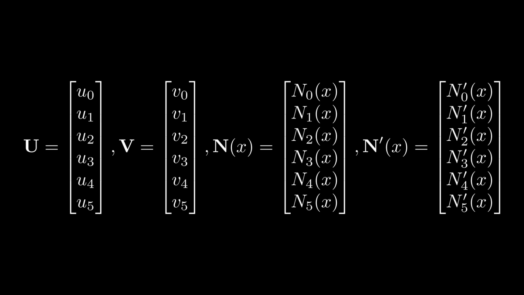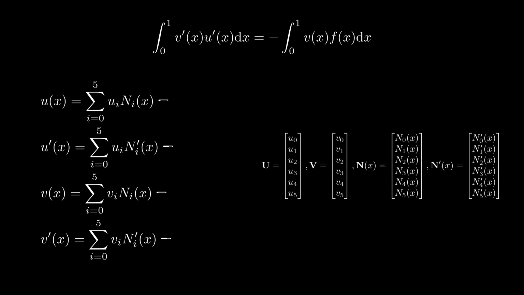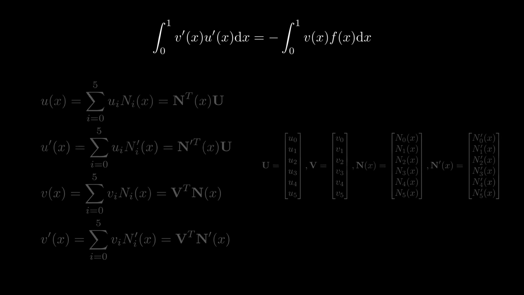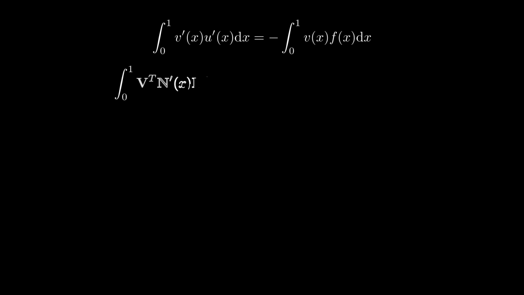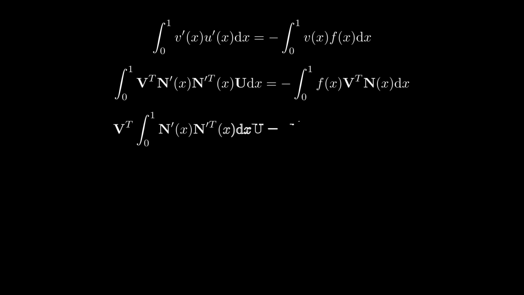And we introduce the vectors n and n', which contain the shape functions and their derivatives respectively. This allows for a more compact representation of the ansatz for u and v. Finally, we can insert the ansatz for u and v in the weak formulation. Quantities that do not depend on x, like U and v, can be written outside the integrals.